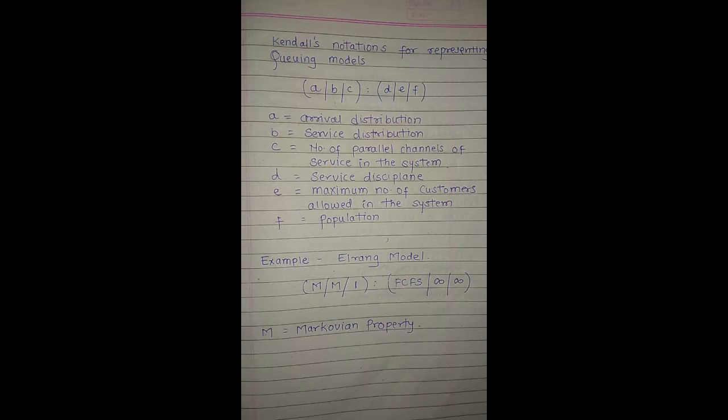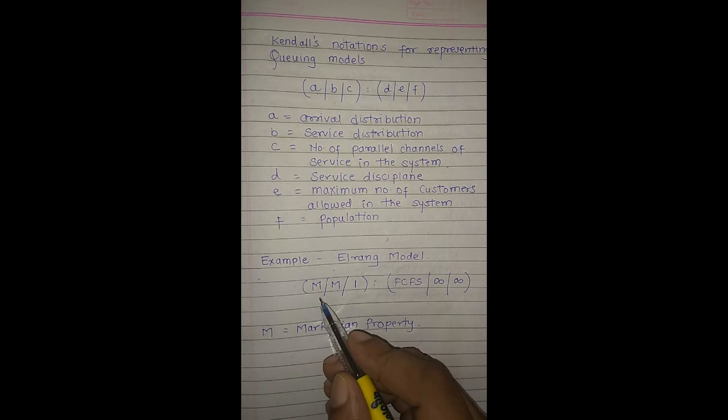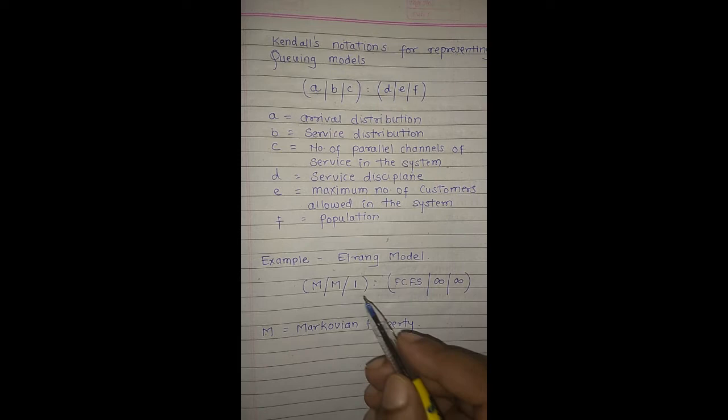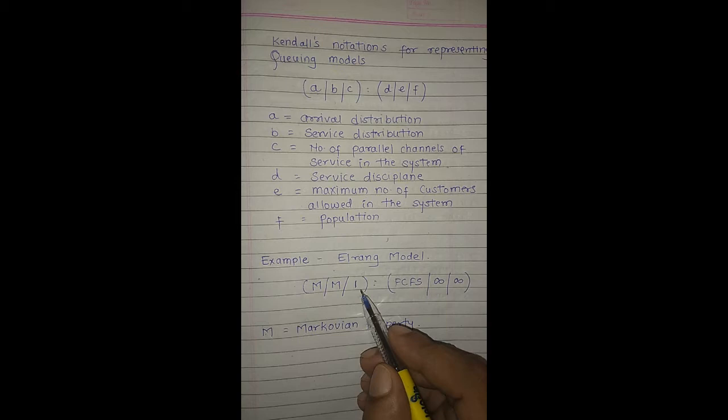Now, when the arrival distribution is the Poisson's distribution and the service distribution is exponential, in both the distributions, Markovian property of the probability distribution is considered. That's why here in the Kendall's notation, it is denoted as M. M stands for Markovian property. That's why M/M. Now, in the Erlang model, number of parallel channels of the service in the system is 1.